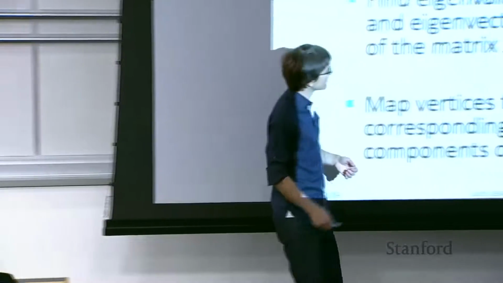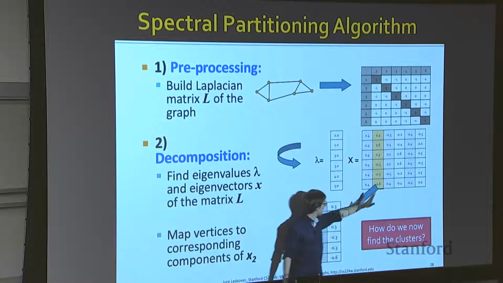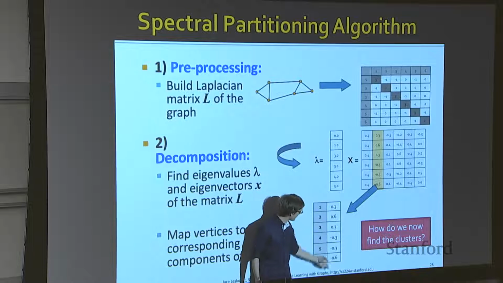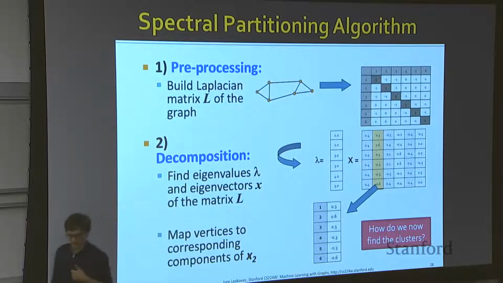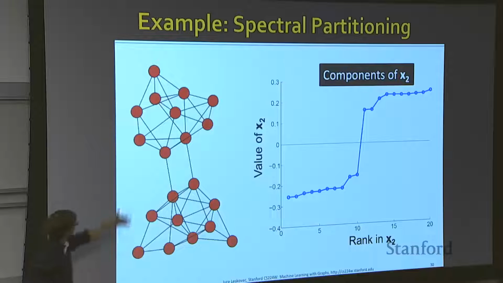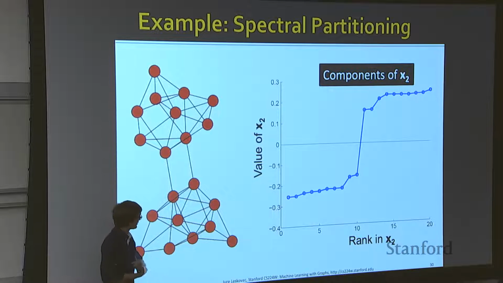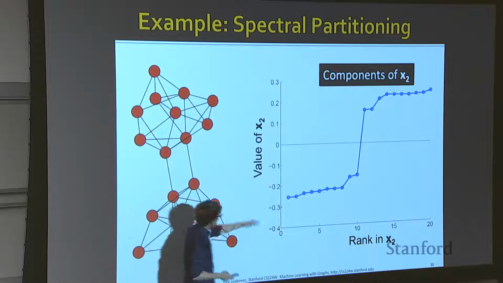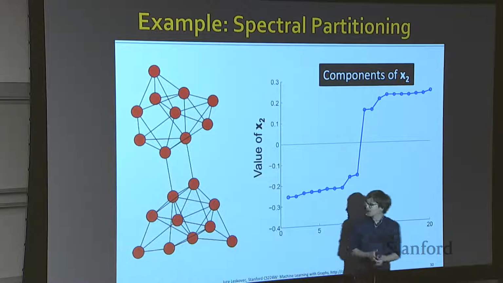That I create some matrix, I compute some eigenvectors and eigenvalues, I look at the components of the second eigenvector, and this essentially does the clustering for me for free. That's kind of the magic here. And I can even show you, for example, if I take a real graph, here it is, and I create the graph Laplacian out of it, and I compute the second eigenvector, and I simply plot the values of the second eigenvector from the smallest value to the largest.